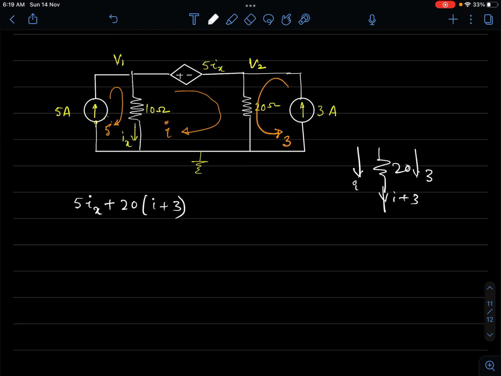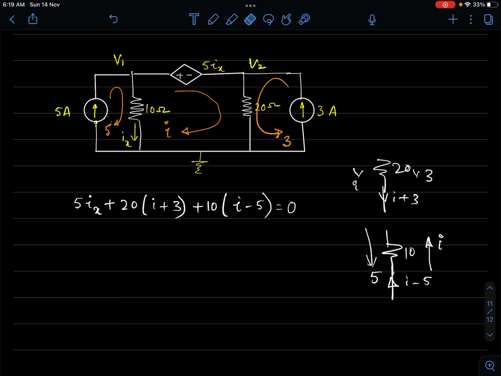Alright, so I've come back to 10 ohm. This is 10 into the clockwise current, now I minus 5. I suppose you need to appreciate this clearly. This is 10 ohm. So here it is I, that is clockwise, and here it is 5. So the current here in the upward direction is I minus 5. This trivia you need to know. This is equal to 0. Alright, so we're able to write the equation.